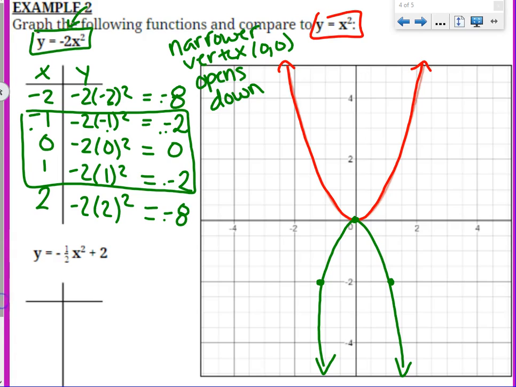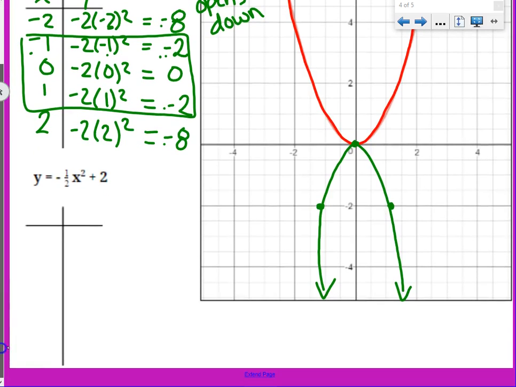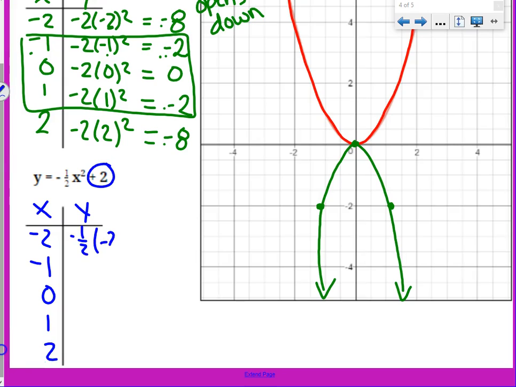Second example, we have y equals negative 1/2 x squared. Oh, but now we're adding this plus 2. So let's see how that kind of changes the graph. We have x and y. Again, plug in those values for x. We have negative 1/2 times negative 2 squared plus 2. Continue to plug in your x values into your function.